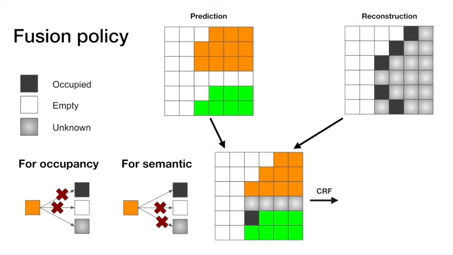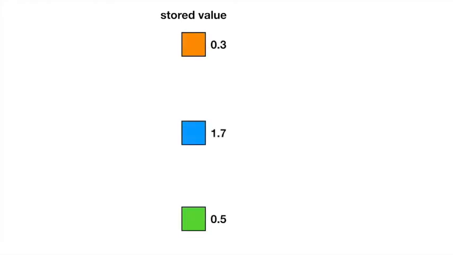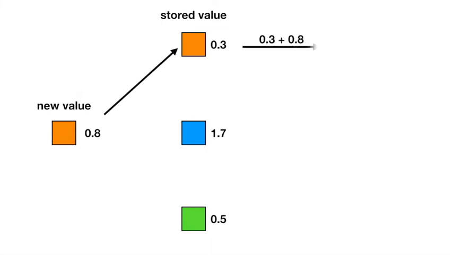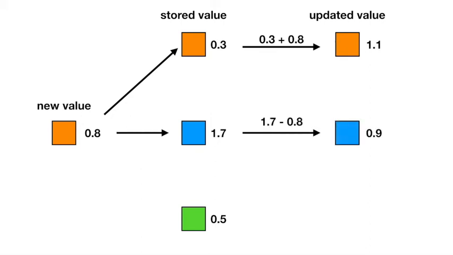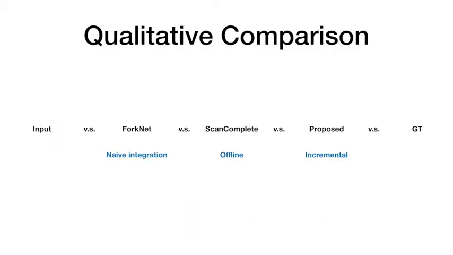And finally, we apply a dense conditional random field to handle the spatial discontinuity introduced by our submap method. We only store a label and a confidence value in each voxel. If the next prediction matches the current one, we accumulate the confidence value. Otherwise, we reduce the value. If the new prediction has a higher confidence, we replace the label and use the residual as the new confidence value.